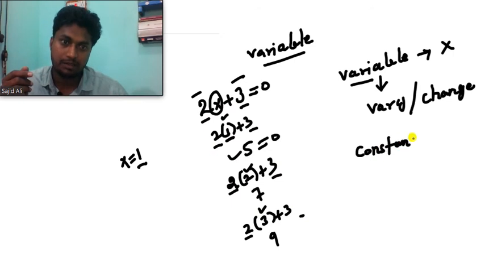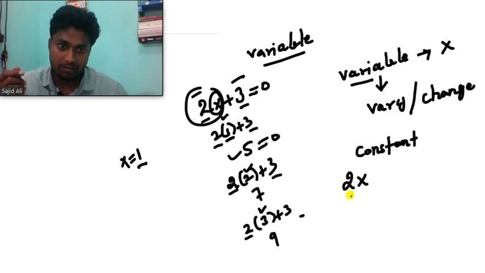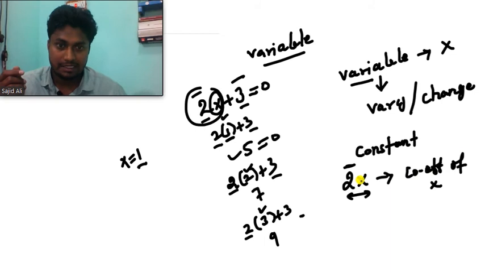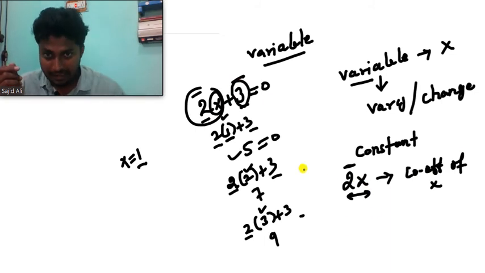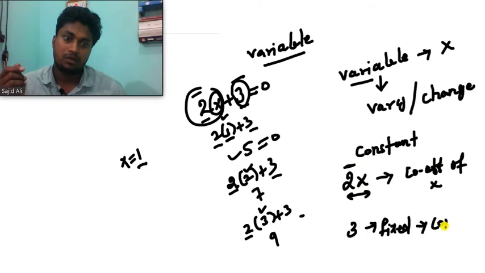But if a number comes before a variable, like here it is 2x, so 2 is a number which has come before x and it is a fixed value, we call such a number the coefficient of x. It is a constant, and since it is in front of x, we'll call it the coefficient of x. Now if you look at this 3, so 3 is what? It is also fixed and it is alone, so we will call this a constant.